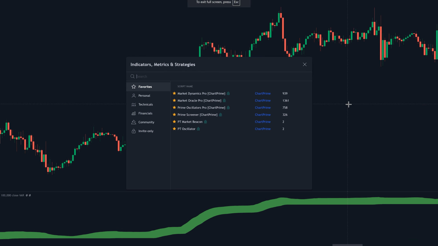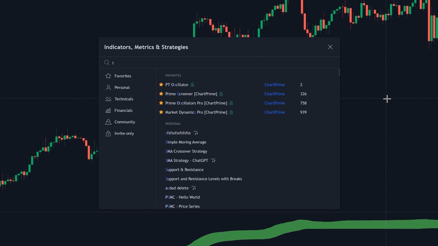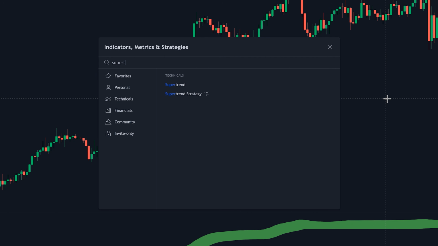Open the indicator search tab and type in one of the most popular indicators on Tradingview, which is called Supertrend.